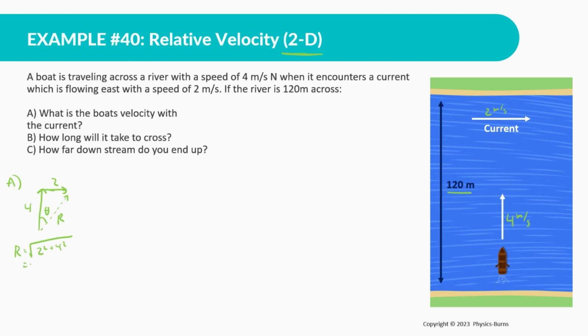Just doing the Pythagorean theorem here. Square root of 20. And we get 4.47 meters per second. That's the speed. But let's find this angle here. So I'm going to use tan. Again, we could use other things, but I'm going to use tan. Opposite, which is 2. Adjacent, TOA, which is 4. And this is going to give us an angle. 2 divided by 4. 26.57.